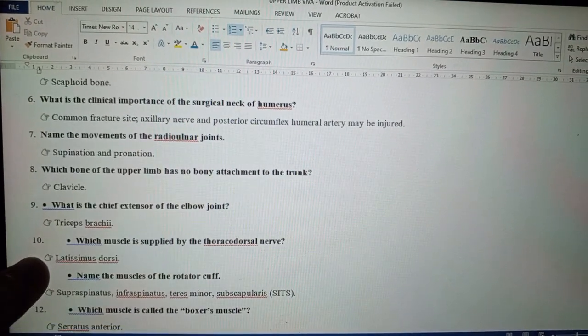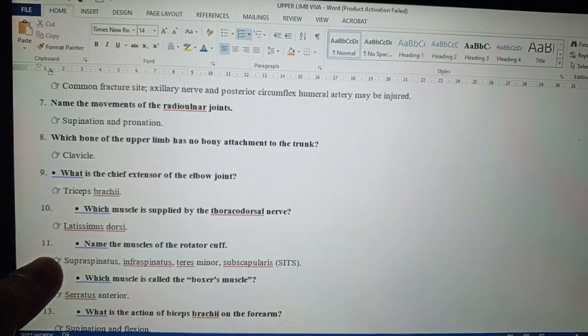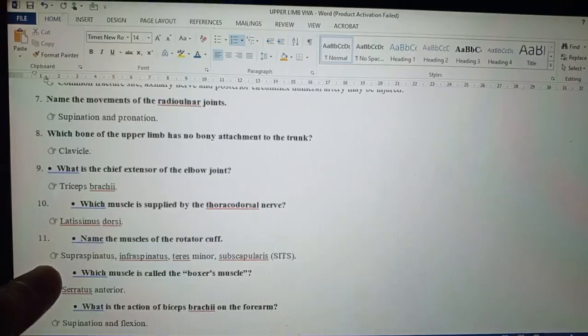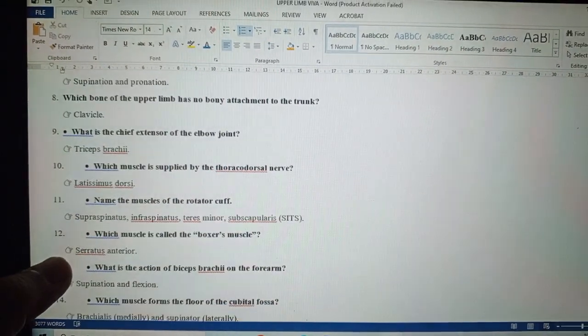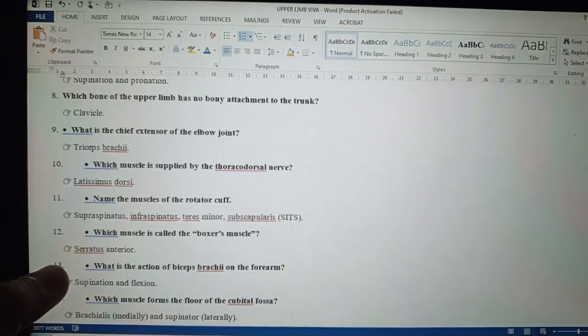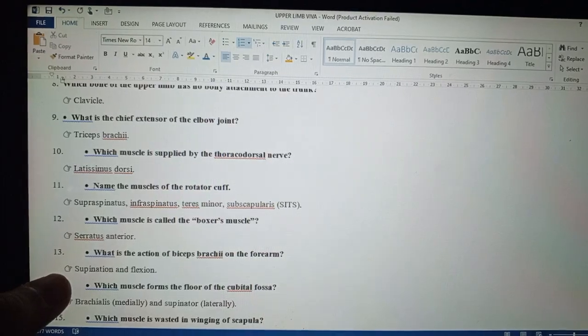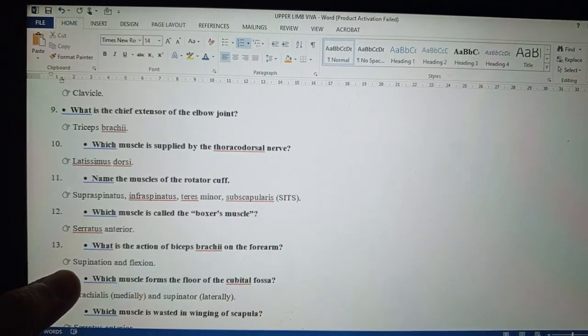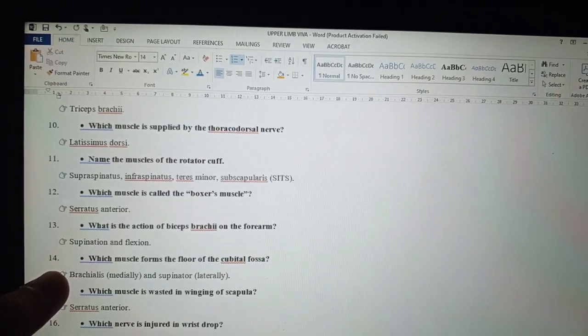Which bone of the upper limb has no bony attachment to the trunk? It is the clavicle. What is the chief extensor of the elbow joint? Triceps brachii. Which muscle is supplied by the thoracodorsal nerve? Latissimus dorsi. Name the rotator cuff muscles: supraspinatus, infraspinatus, teres minor, and subscapularis. Its mnemonic is SITS. Which muscle is called the boxer's muscle?